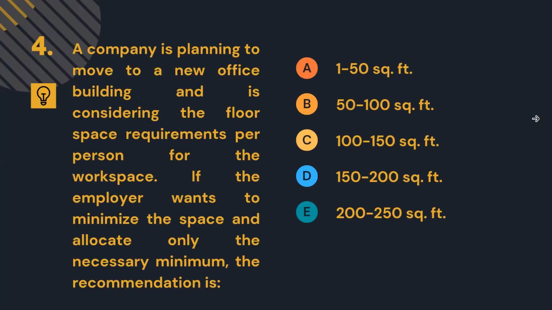A company is planning to move to a new office building and is considering the floor space requirements per person for the workspace. If the employer wants to minimize the space and allocate only the necessary minimum, the recommendation is: A, 1 to 50 square feet; B, 50 to 100 square feet; C, 100 to 150 square feet; D, 150 to 200 square feet; and E, 200 to 250 square feet. B. Yes, the answer is B, 50 to 100 square feet.